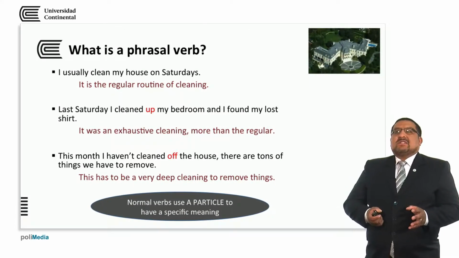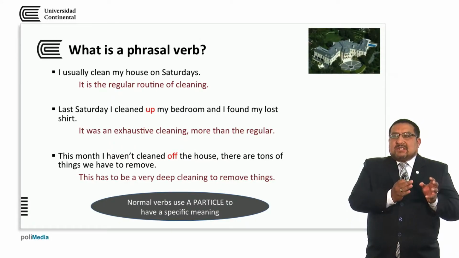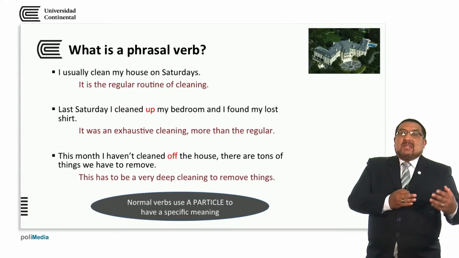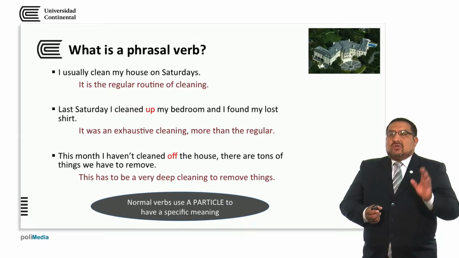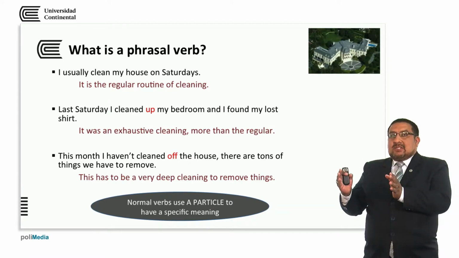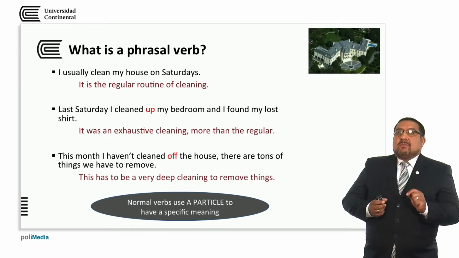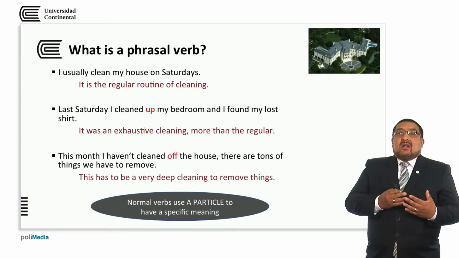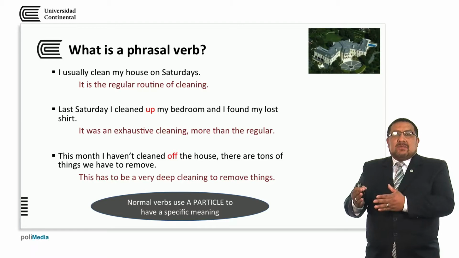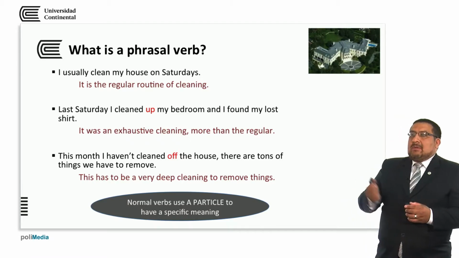What is a phrasal verb? A phrasal verb is a verb that gives you a very specific activity in a description. So you use a normal verb and then a particle, which, remember, is not the same as a preposition. Sometimes they are equal, but it's not the same use as a preposition. You have an example there.